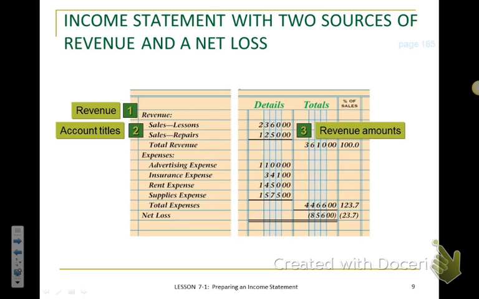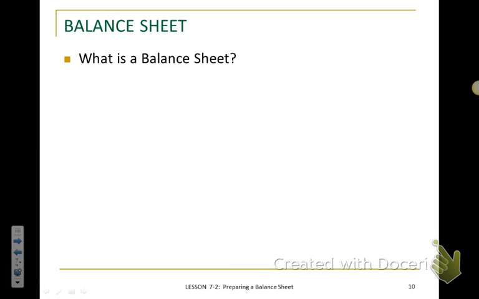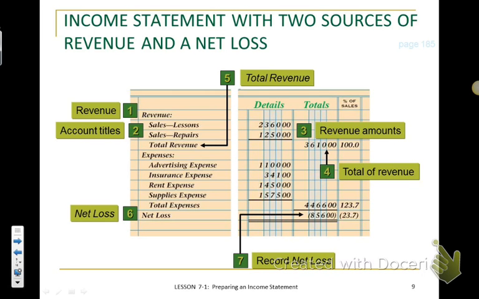Okay, so it's just going through. Yes, if it's a loss, you're going to put parentheses. When you do it in Excel, it will automatically do it for you once you put a negative sign in there. Okay. All right, so let's stop there and let's work on work together 7-1.